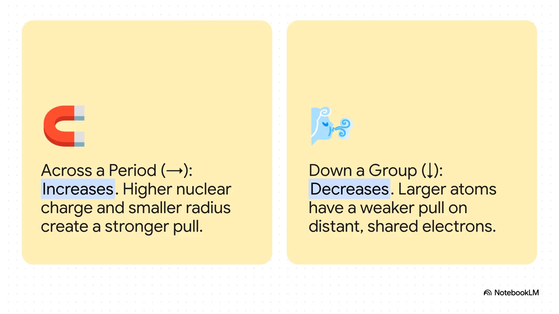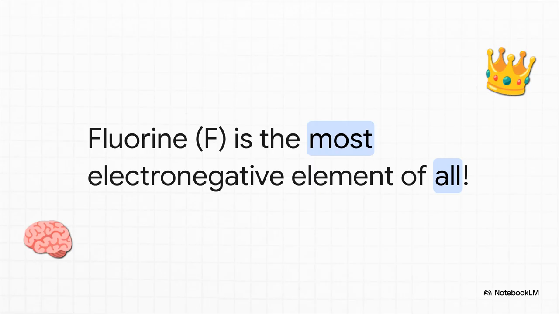But as the atoms get bigger and bigger as you go down the map, that central pull just gets weaker over that long distance. It's just like how a real magnet works. And hey, fun fact for you. If you're looking for the undisputed heavyweight champion of this chemical tug of war, look no further than the top right corner of our map. It's fluorine. Fluorine is the most electronegative element of them all. It is the king of grabbing electrons.